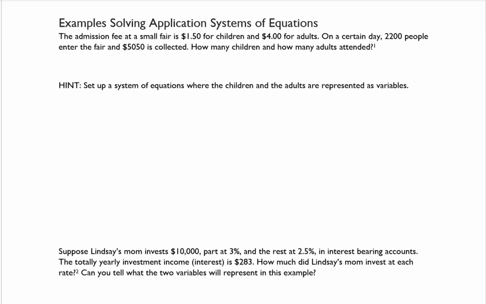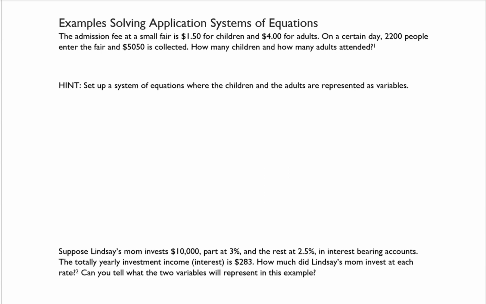Let's look at examples solving applications of systems of equations. This says the admission fee at a small fair is $1.50 for children and $4 for adults. On a certain day, 2,200 people enter the fair and $5,050 is collected. How many children and how many adults attended the fair?